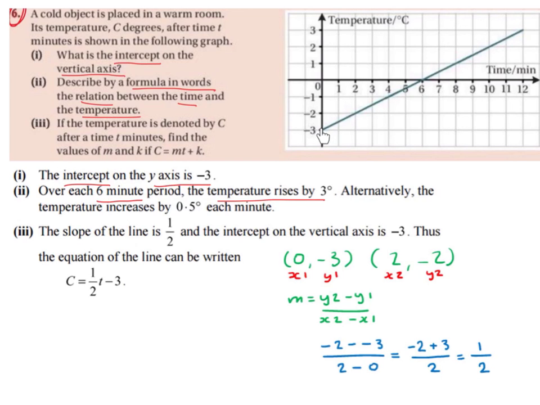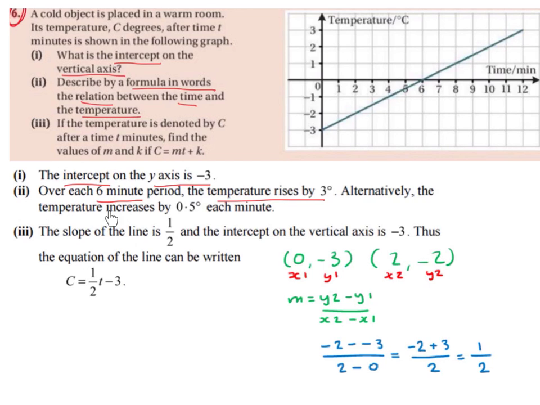So to get from -3 to 0 is an increase of 3 degrees. And then at 6, we have a temperature of 0, and then at 12, we have a temperature of 3. So again, from 6 to 12 minutes, we had a rise from 0 to 3 degrees Celsius. So over each 6-minute period, the temperature rises by 3 degrees.